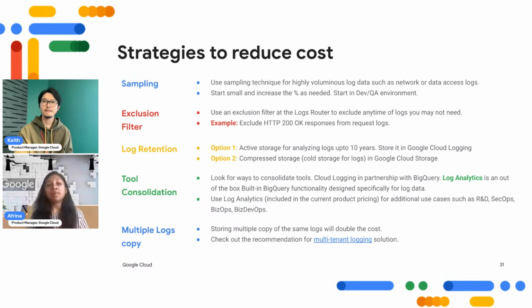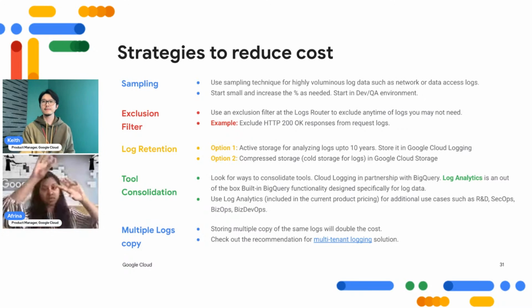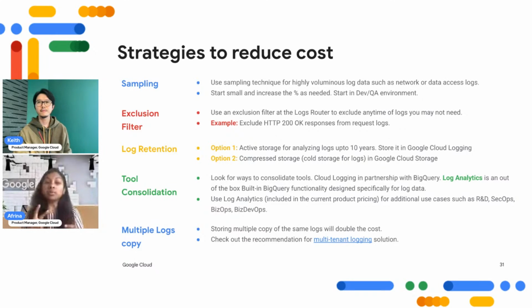And lastly, multiple log copies. When Keith explained about aggregated syncs and intercepting sync, you understand that there might be instances or circumstances where there are child teams that are storing the logs here in the sub project but also sending it to a centralized project, right? So when you double write or when you double store a log, right? When you store a log in two places, essentially means you're paying twice because the way we charge is when a log enters a log bucket, right?